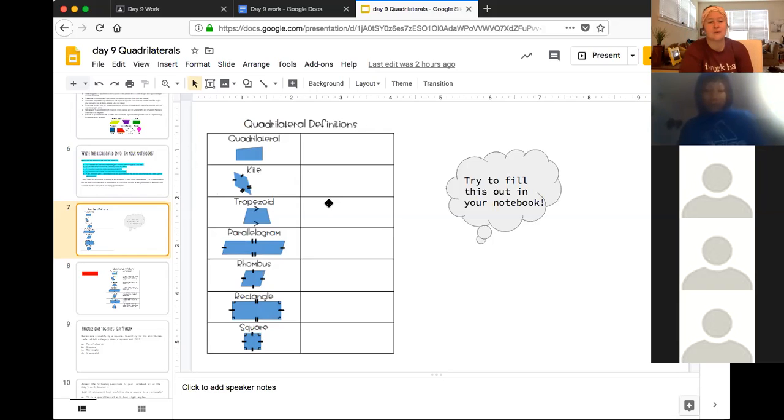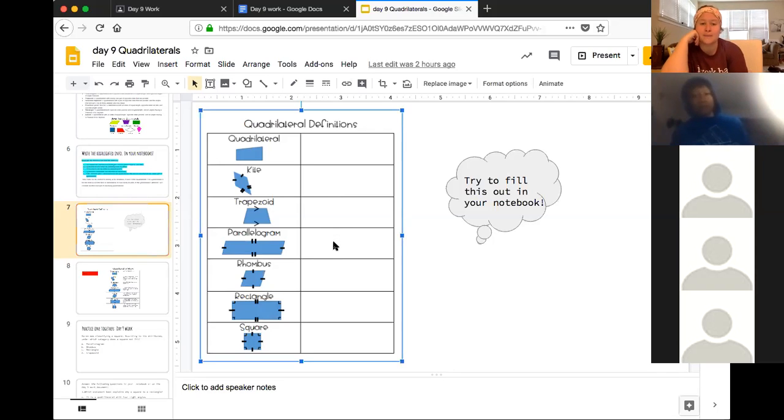What do we know about a trapezoid? We only have one set of parallel lines. One set of parallel lines. Okay. What do we know about a parallelogram? Two sets of parallel lines. Two sets of parallel lines. Okay. What do we know about a rhombus?